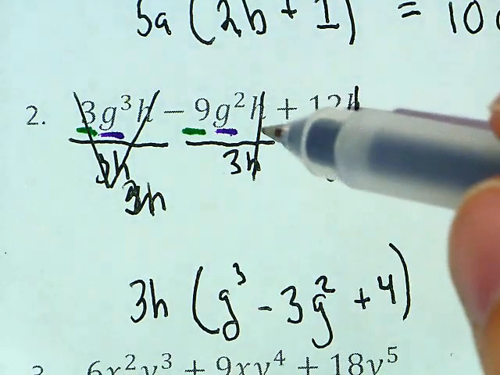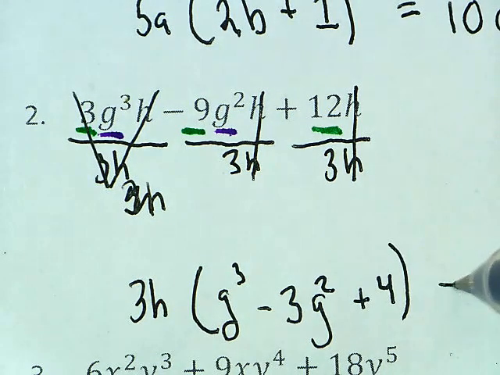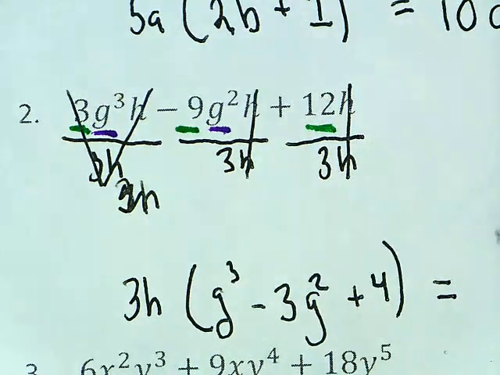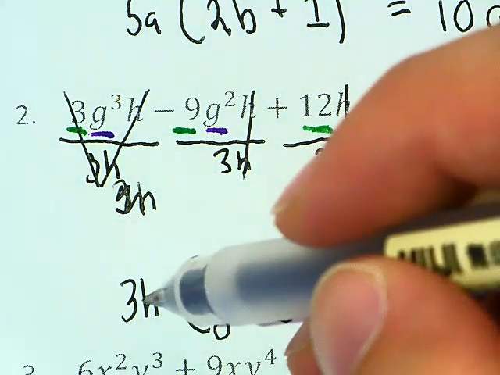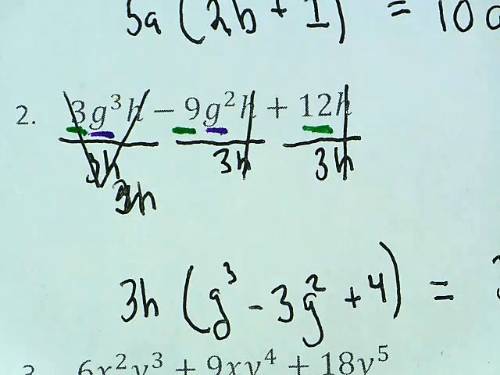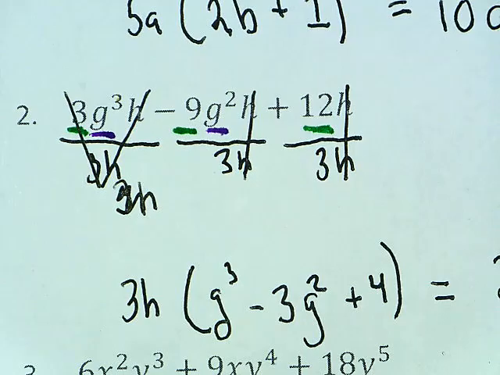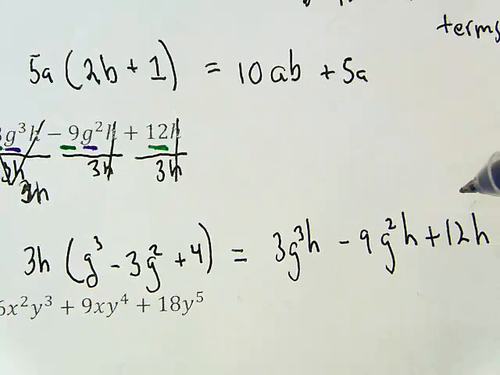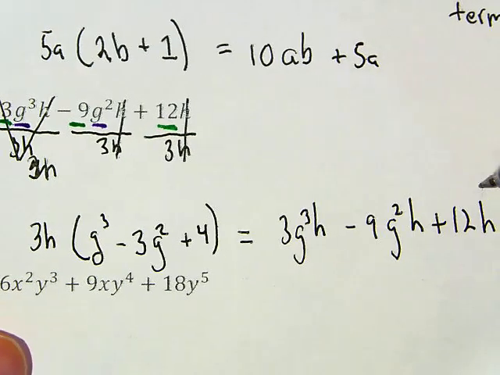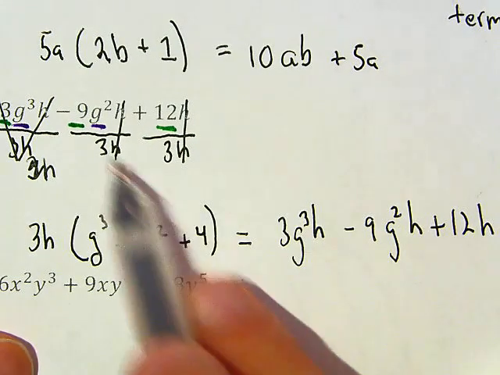And then how do we know if this is okay? Because what happens when we multiply? What's 3h times this? It's 3g cubed h. What's 3h times this? Negative 9g squared h. And what's 3h times this 4? It's 12h. And notice that, what do we get? Oh, I shouldn't mess it up. Notice that you get the original over here.